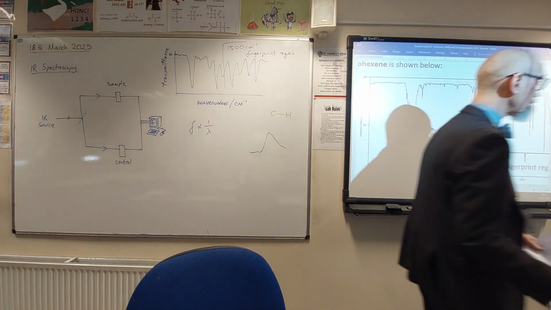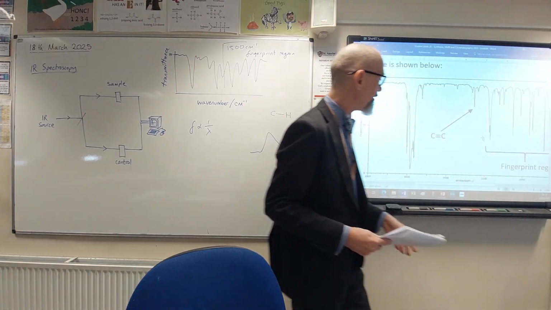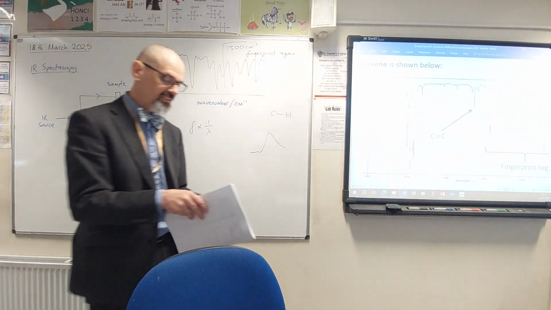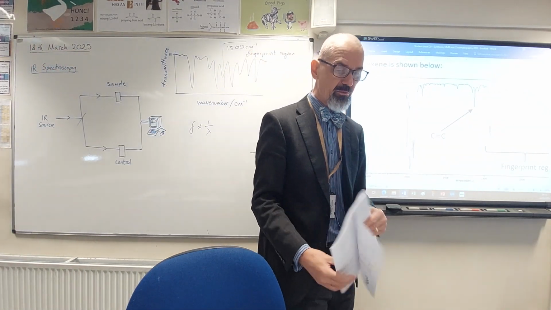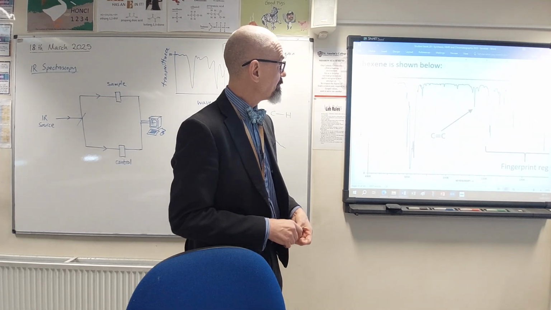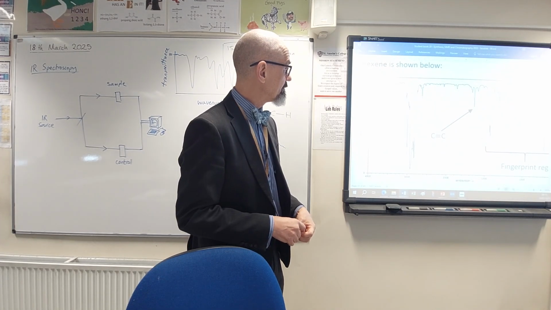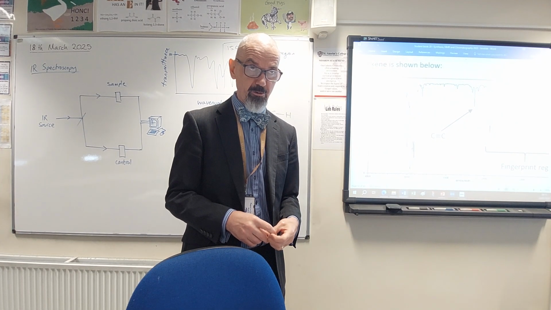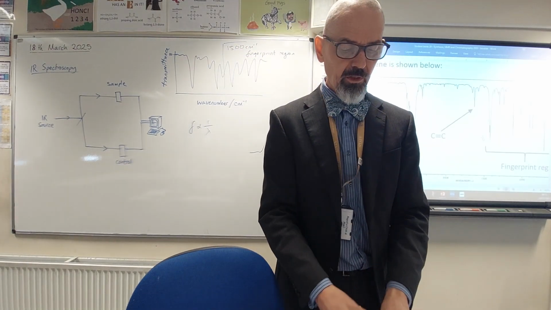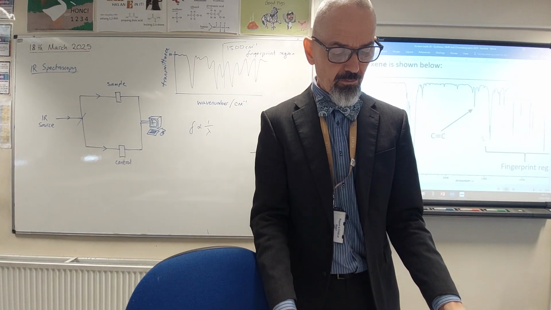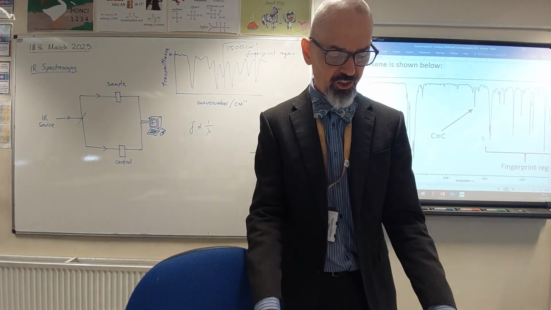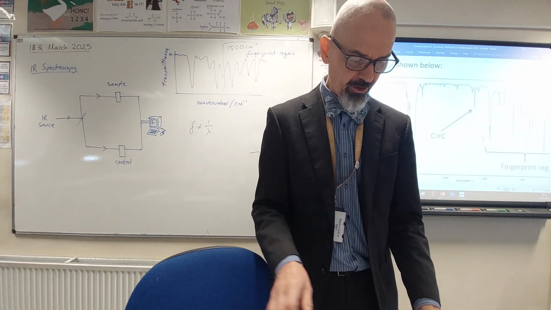Okay, and then that fingerprint region below about 1500, always a dense pattern of peaks that you're not expected to be able to identify there. Any questions about infrared? That's it. That's all I'm going to do on infrared. Bit on mass spec. Just literally a very little bit on mass spec.